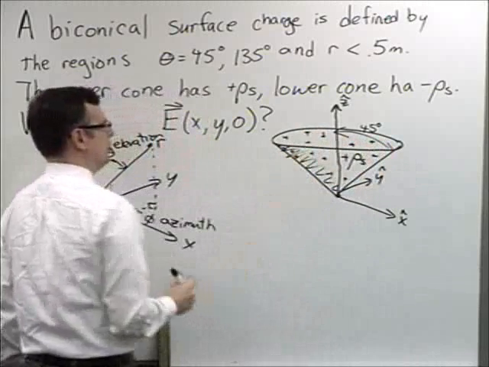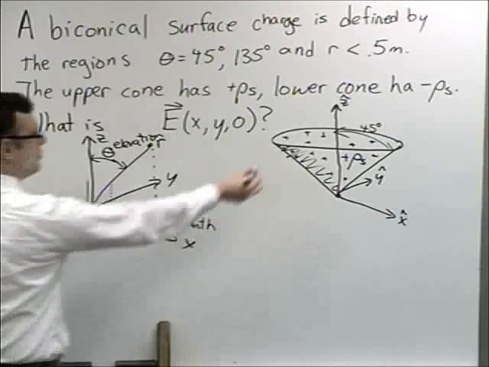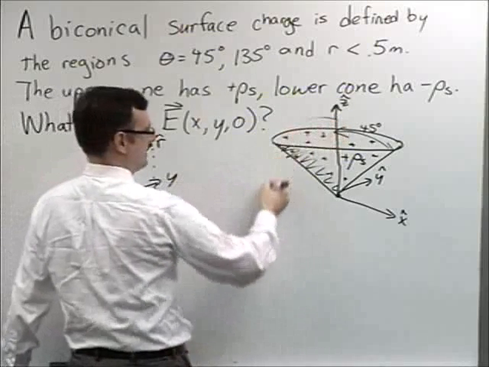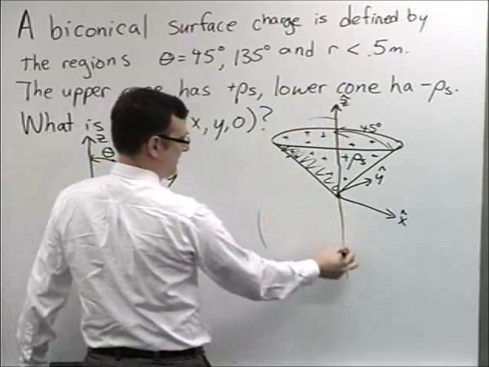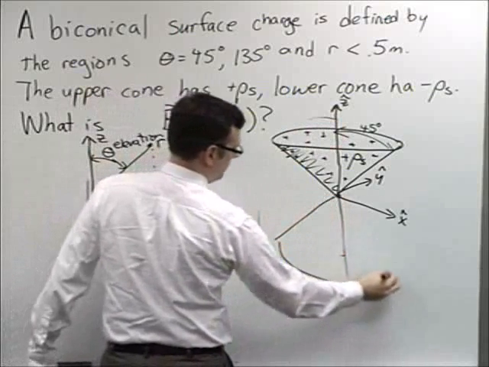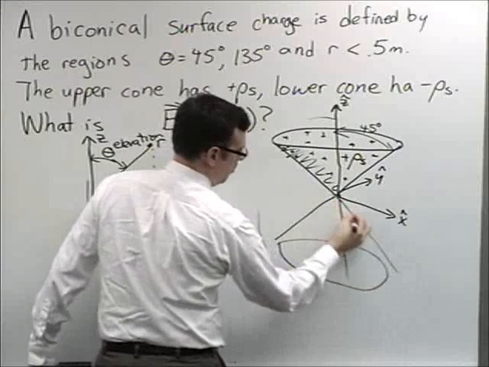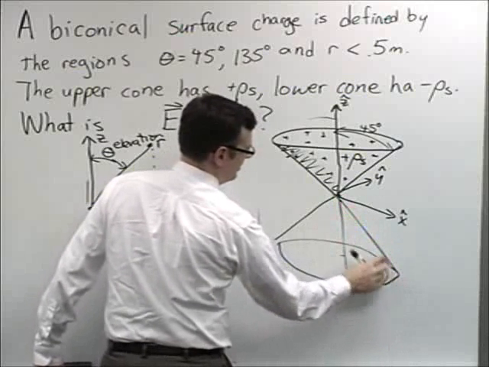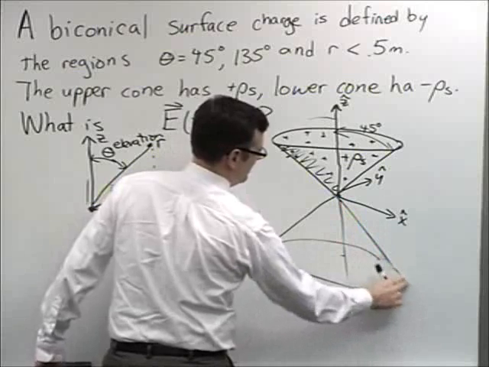constitutes my upper cone. Now, 135 degrees, I have the exact same thing. That would be, of course, 45 degrees from the negative z direction. And I have a symmetrical cone that's all the way to 0.5 meters on the end. Let me draw this a little bit better.